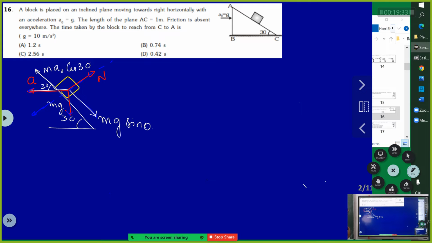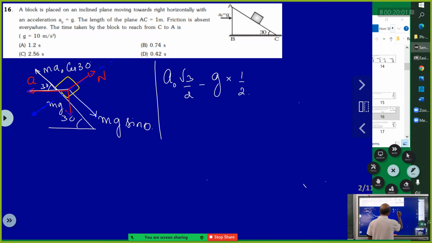And they are told the block is moving towards the right with acceleration. The length of the plane AC is 1 meter. Friction is absent. Time taken to go from C to A. That means it is moving in the upper direction. Obviously. So you have to calculate the acceleration in the upper direction. Acceleration in the upper direction will be a naught cos 30, root 3 by 2, minus g sin 30. g sin 30 is half. This will be the net acceleration.